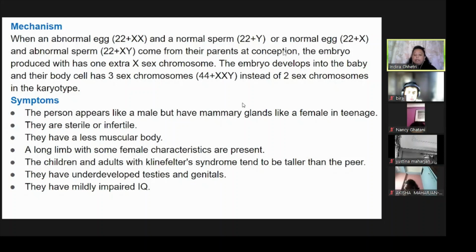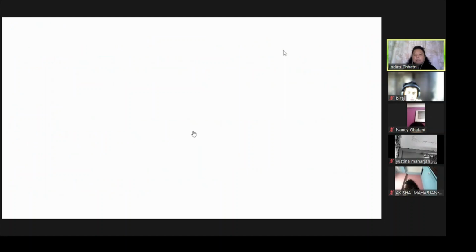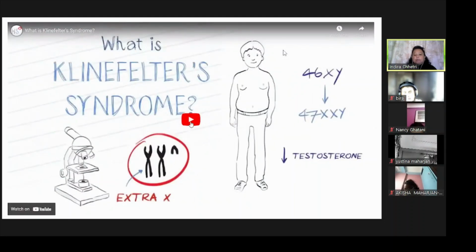So they have a less muscular body. They are generally tall and they have very long limbs, hands and legs. And both the testes and the genitals are very poorly developed. The IQ is also mildly impaired, but the intelligence as such is not affected. So let us see what are the conditions that we find in Klinefelter. So I think this video will tell us much more.